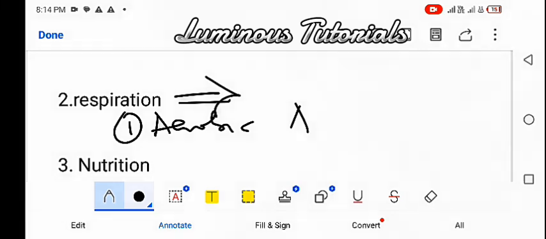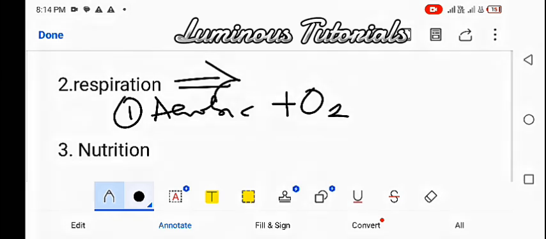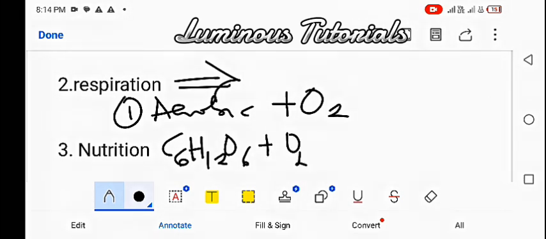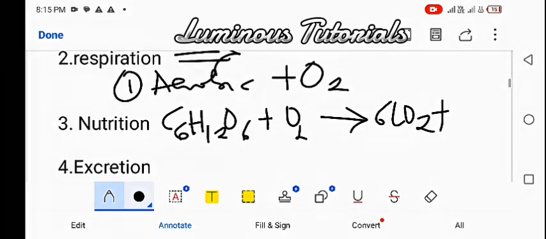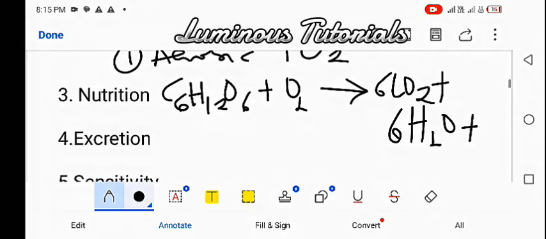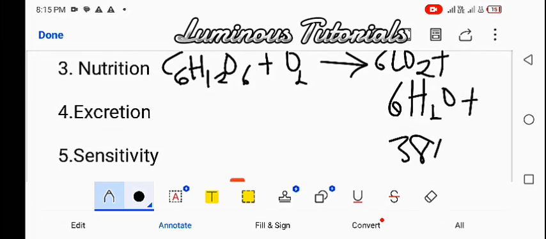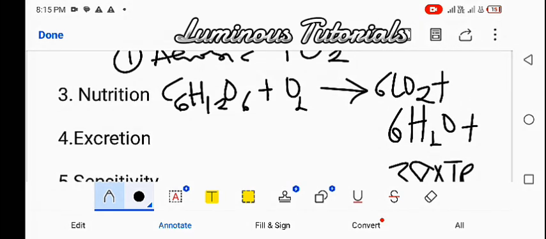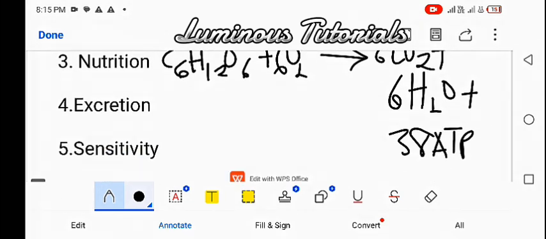Aerobic respiration is done in the presence of oxygen. The equation for it is: C6H12O6 plus oxygen gives carbon dioxide plus water plus 38 ATP. Although as you advance, it has turned to 32 ATP. Am I communicating? The oxygen here is 6 molecules of oxygen.